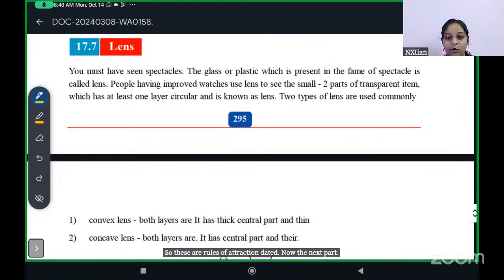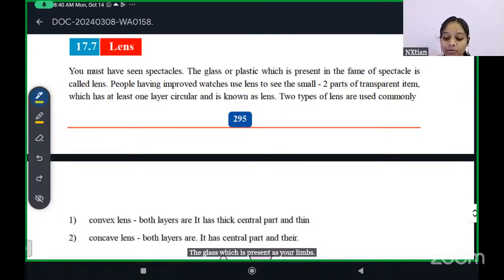Lens, we have concave and convex lenses. Two types of lens we are having, concave and convex lenses. You must have seen spectacles. The glass or plastic which is present in the frame of spectacles is called a lens. Like in your spectacles, the glass which is present there is known as your lens.